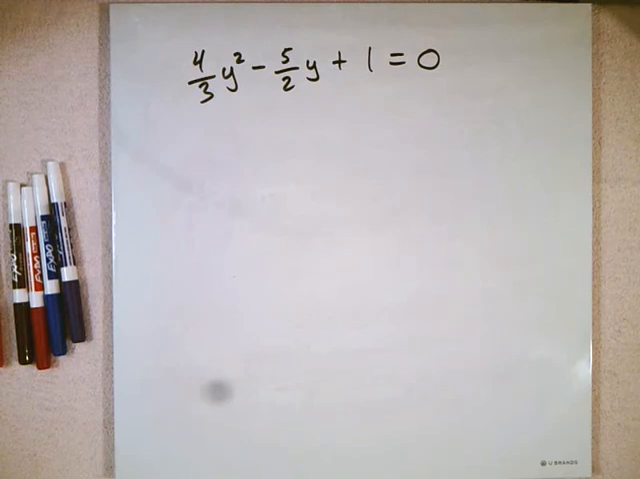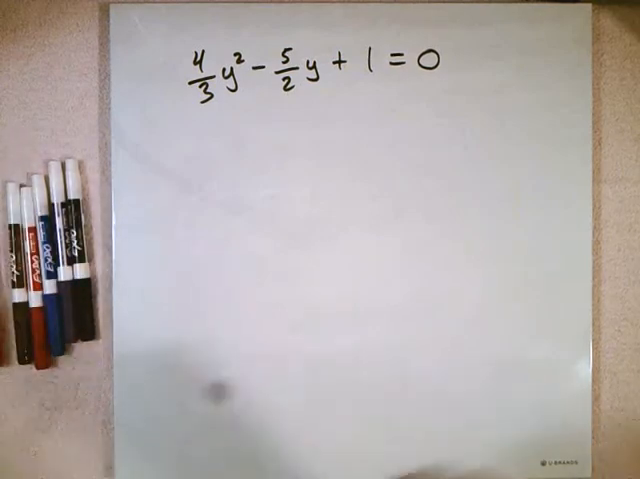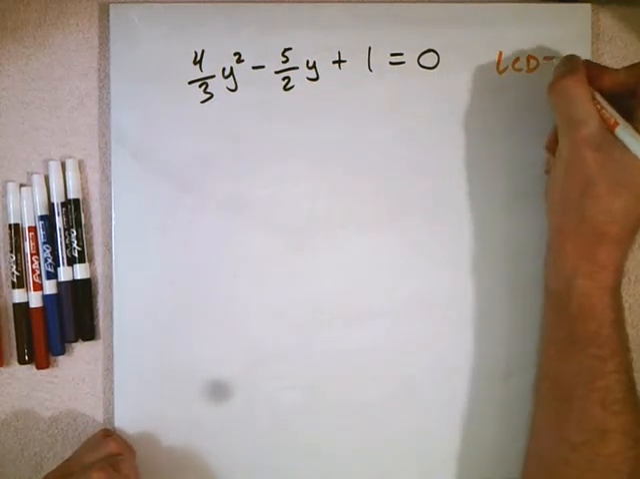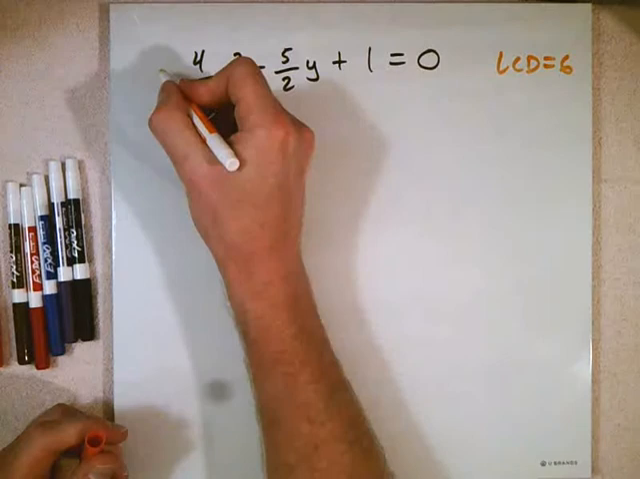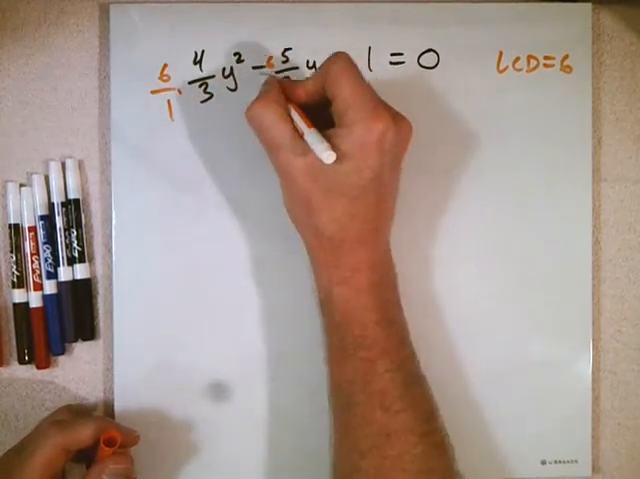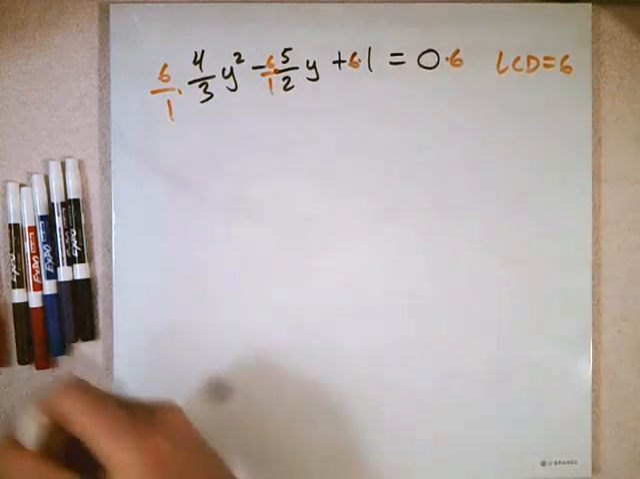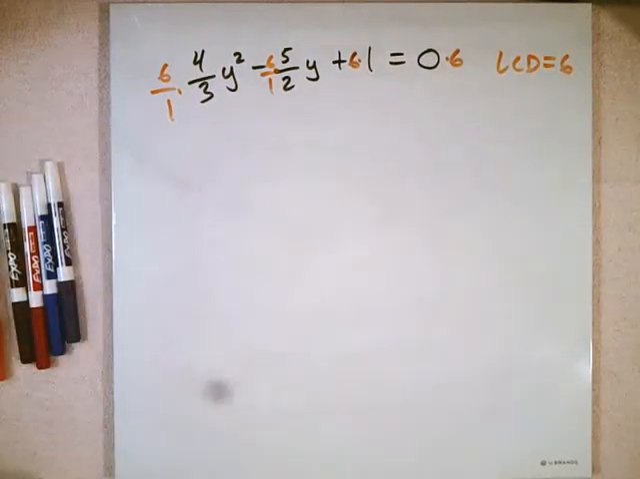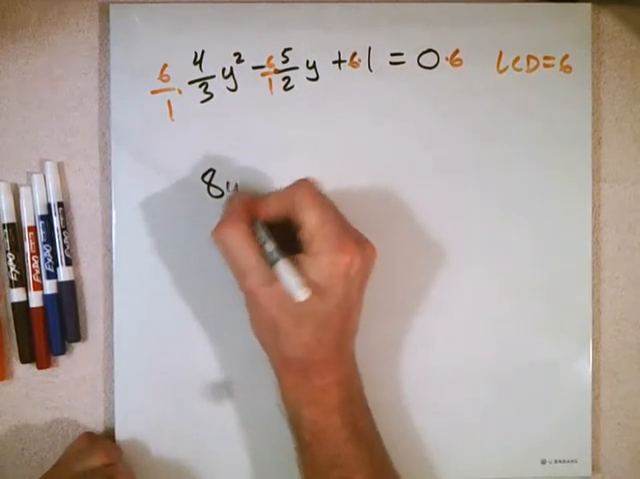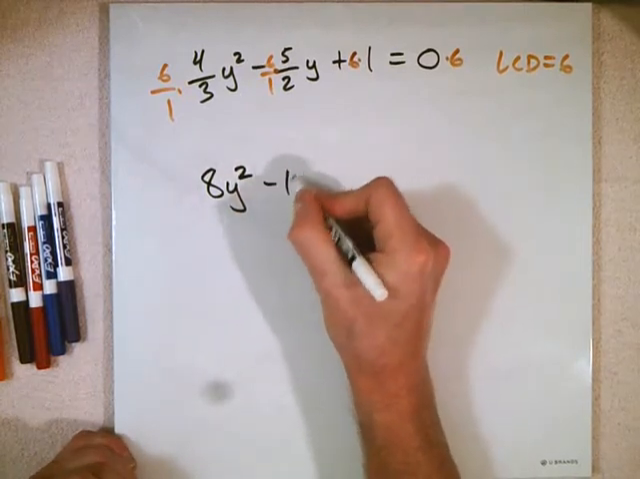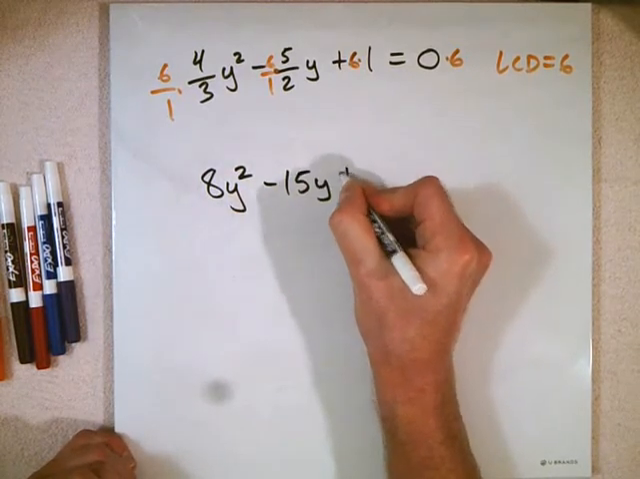You know, the LCD here is 6. Multiply everything by 6, so just kind of go in there and say, okay, 6 over 1, 6 over 1, times that by 6. Of course, 0 times 6 is just 0. But you clear those denominators, that's going to give you 8y squared minus 15y plus 6 equals 0. And now use the quadratic formula on this guy.